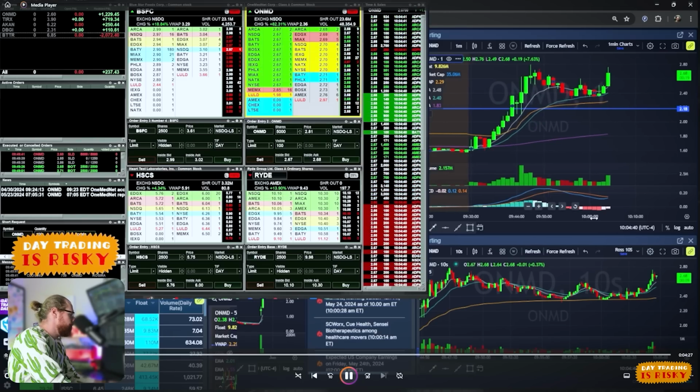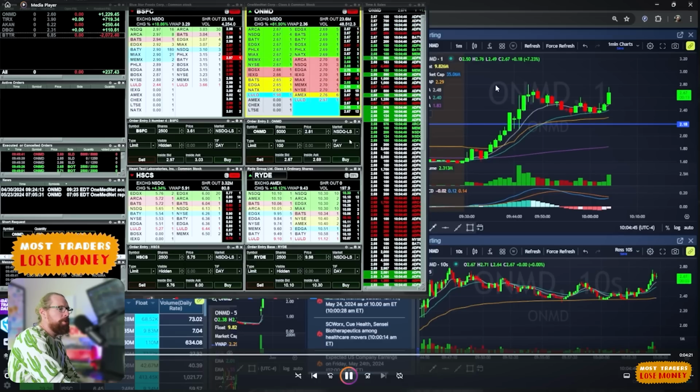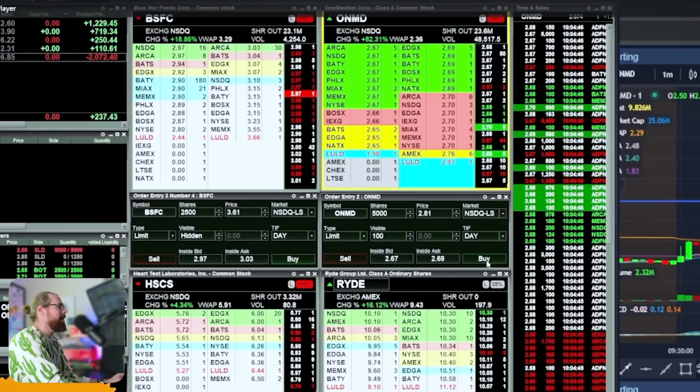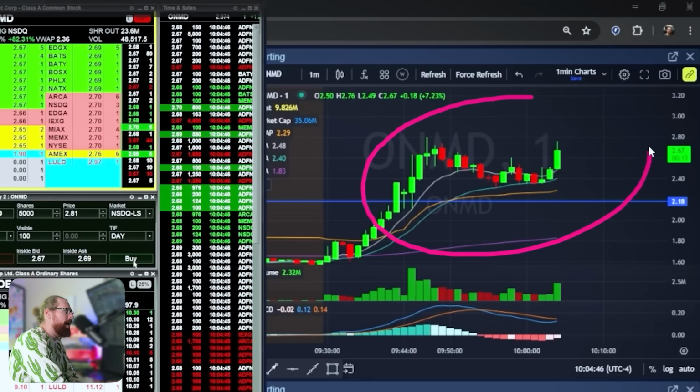Okay, so we're looking at ONMD right now. And to help you get oriented, this is my actual trading platform that is right on my computer screen, right in front of me while I'm sitting here trading. So this is the stock that we're looking at right here, in this box. The ticker is ONMD. On the green on the left are all the buyers. They're buying at $2.67. On the offer are the sellers selling at $2.69. They're stacked up on the sell side. Buyers are stacked up on the bid side. This is the chart pattern right here.